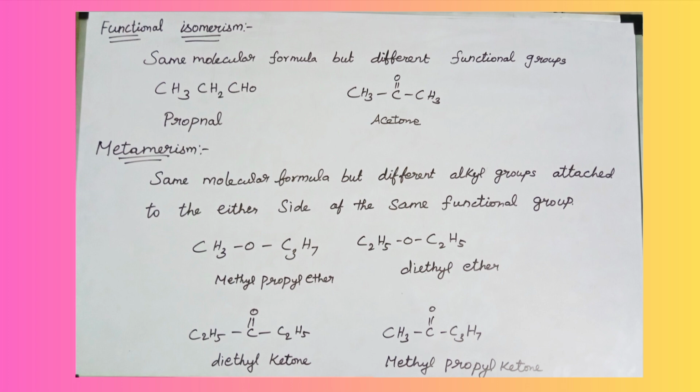Metamerism. This is a special kind of isomerism, with unequal distribution of carbon atoms on either side of the functional group. These compounds have the same molecular formula but different alkyl groups attached to either side of the same functional group. Example: methyl propyl ether and diethyl ether. The functional group is ether. On one side there is a methyl group and on the other side a propyl group. In the other example, both sides have an ethyl group. Another example is ketones: diethyl ketone and methyl propyl ketone.